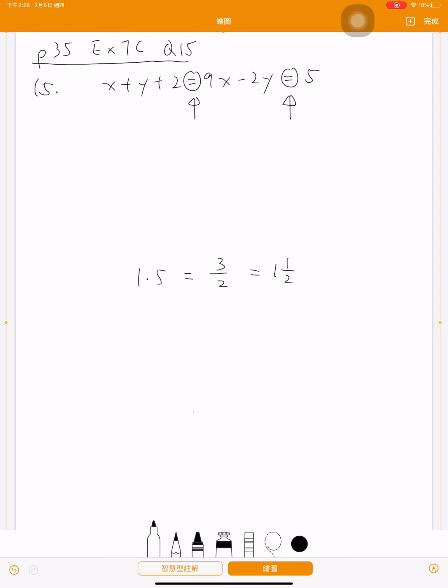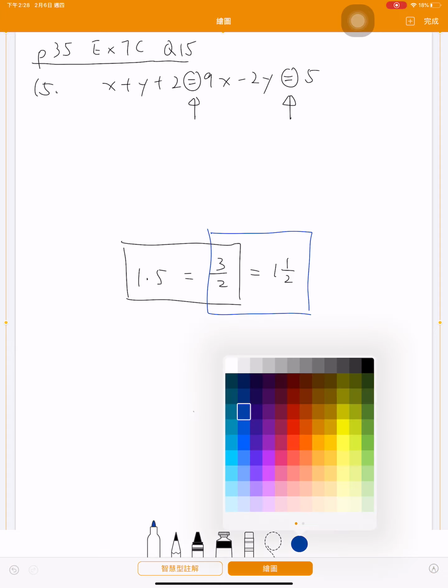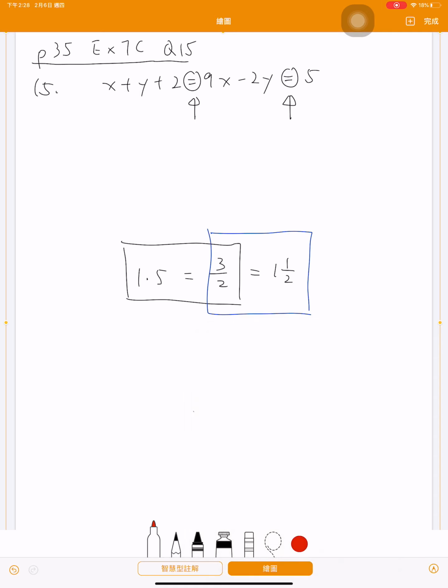Just like this one. In fact, how can we see this relationship? For example, these two are the same, right? 1.5 is equal to 3 over 2, the values are the same. Also these two are the same, because we just change to a mixed fraction: 3 over 2 is 1 and 1 over 2. And these two are the same too. That means any two of these three values are exactly the same.